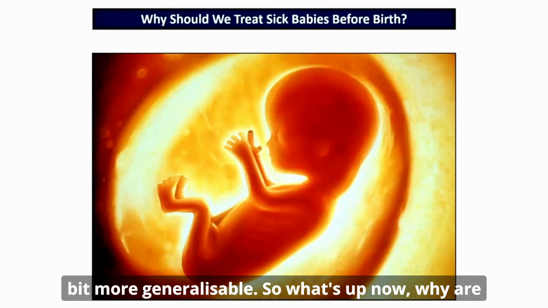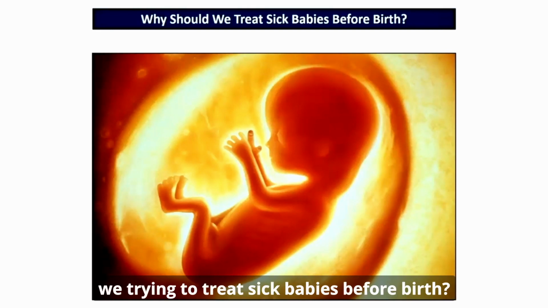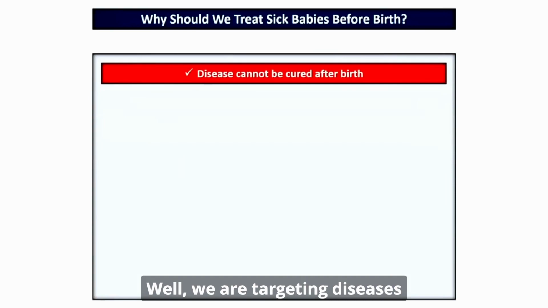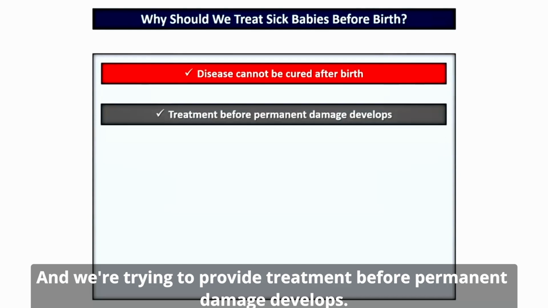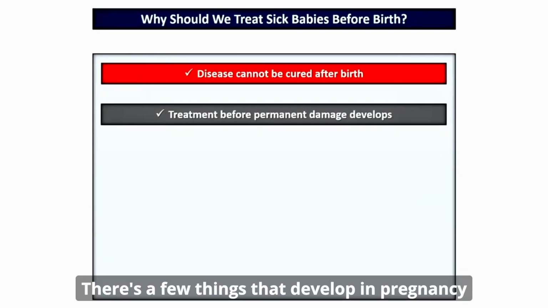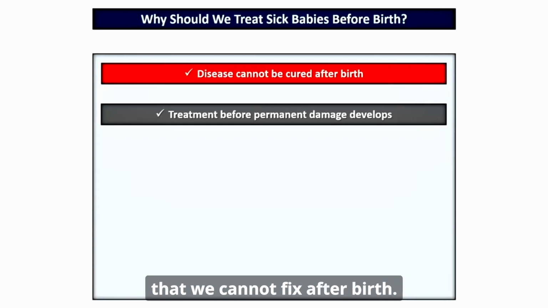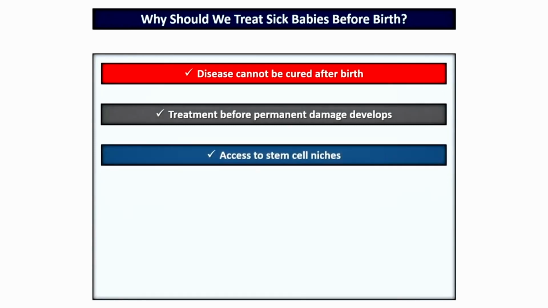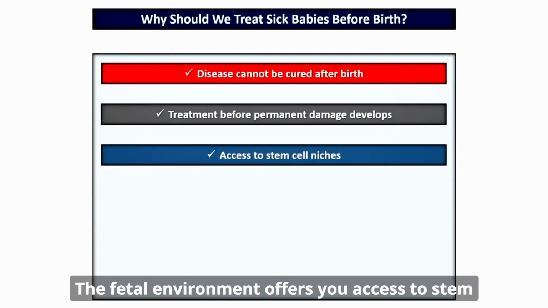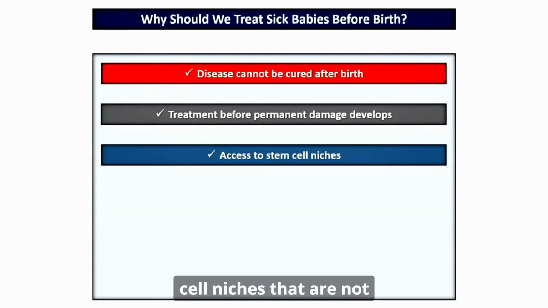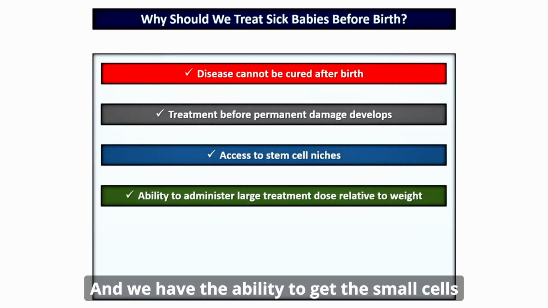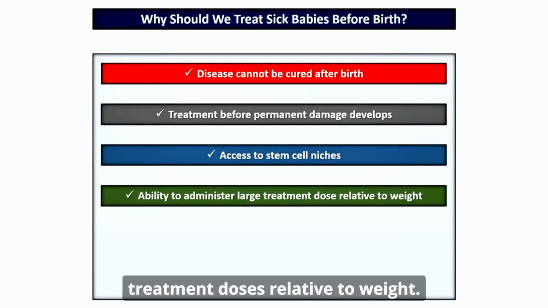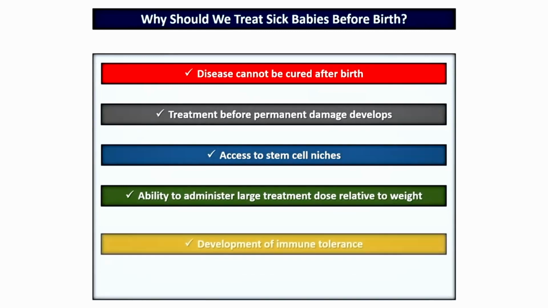So what's the rationale? Why are we trying to treat sick babies before birth? Well, we are targeting diseases that cannot be cured after birth. And we're trying to provide treatment before permanent damage develops. There's a few things that are developing during pregnancy that we cannot fix after birth. The fetal environment offers you access to stem cell niches that are not as accessible after birth. And we have the ability, due to the small size of the fetus, to administer large treatment doses relative to weight.